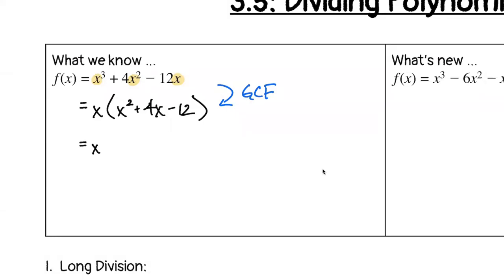Now, we've got x and a quadratic, x squared plus 4x minus 12. So take a moment in the privacy of your learning environment and see if you can figure out how to break x squared plus 4x minus 12, that trinomial, into two binomials. In other words, how do we factor that x squared plus 4x minus 12?